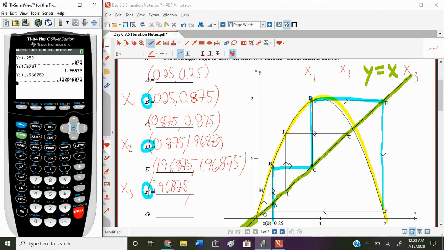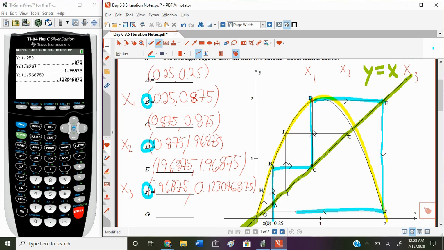All right, so now we got my y coordinate of 0.123046875. Now, I might start writing a truncated version of it, but we will save the full number in our calculator. All right, so now point G, we're going to follow our path.